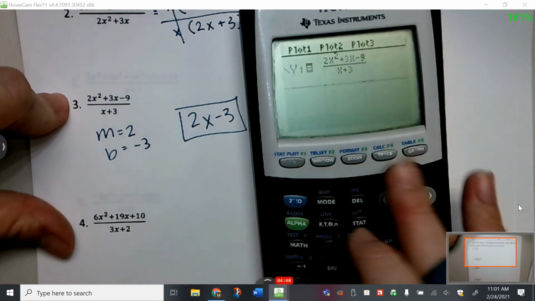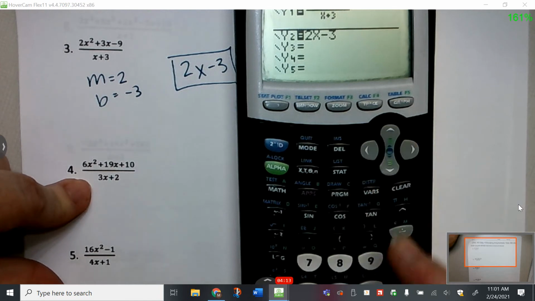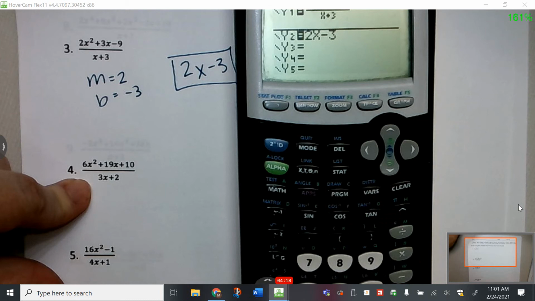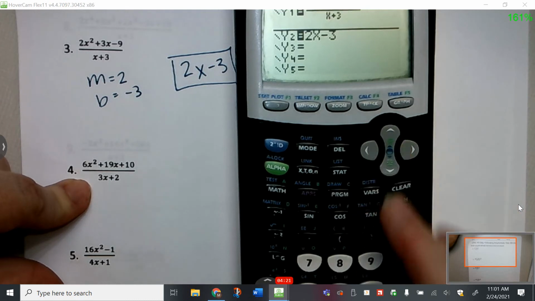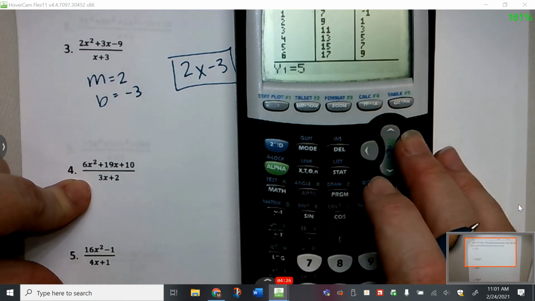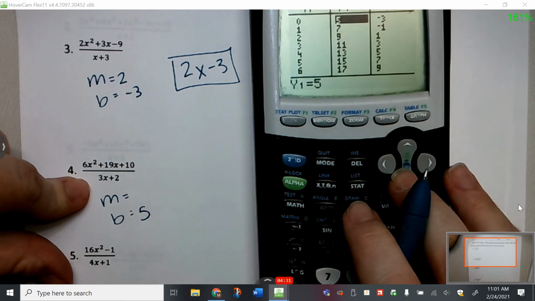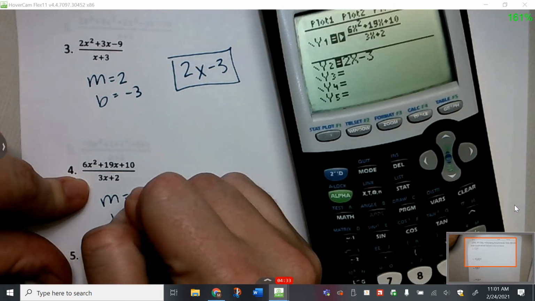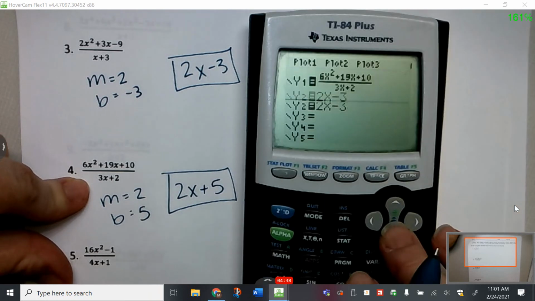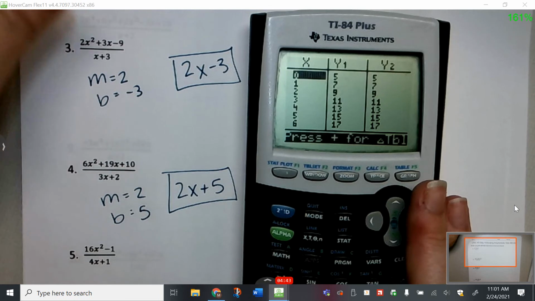So that was right. We did it right. So this next one is a quadratic over a linear, so we can go straight to the calculator. 6x squared plus 19x plus 10 over 3x plus 2. I'm just going to ignore that. Okay, b is 5. And it's going up plus 2. So 2x plus 5. They match, so that's right.